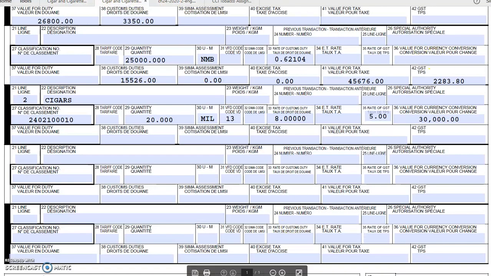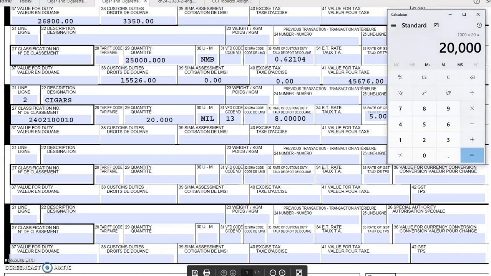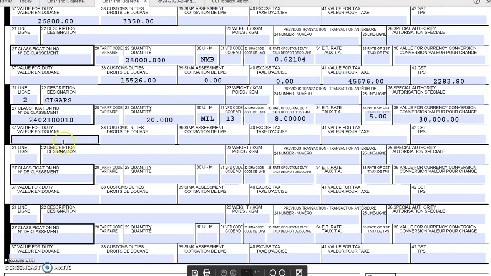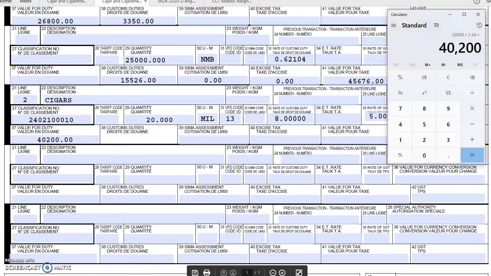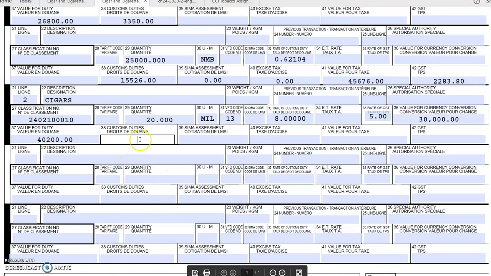There we go. So 30,000 times 1.34 is $40,200 value for duty. And the customs duty is 8% of the 40,200, which is $3,216. All right, we stop right there.